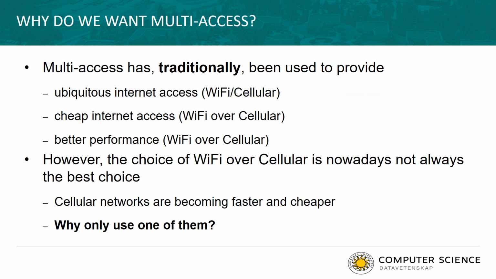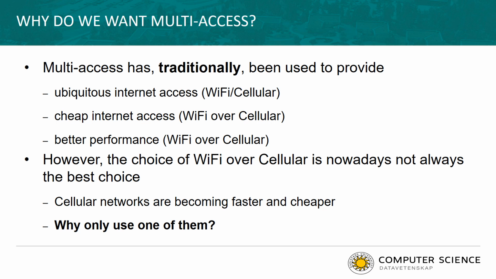So why would we like to use multi-access solutions? What can it bring us? Well, the typical use of multi-access has been to provide more ubiquitous internet access. So if we have both Wi-Fi and cellular available, sometimes we may have coverage over Wi-Fi, but not in cellular. In other places, maybe only cellular coverage is available. By combining these two interfaces, we can make sure that we have a good connection at a more frequent time.